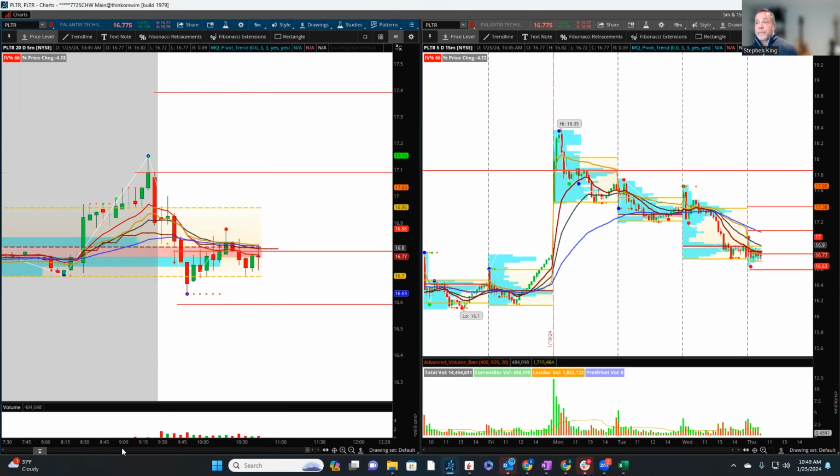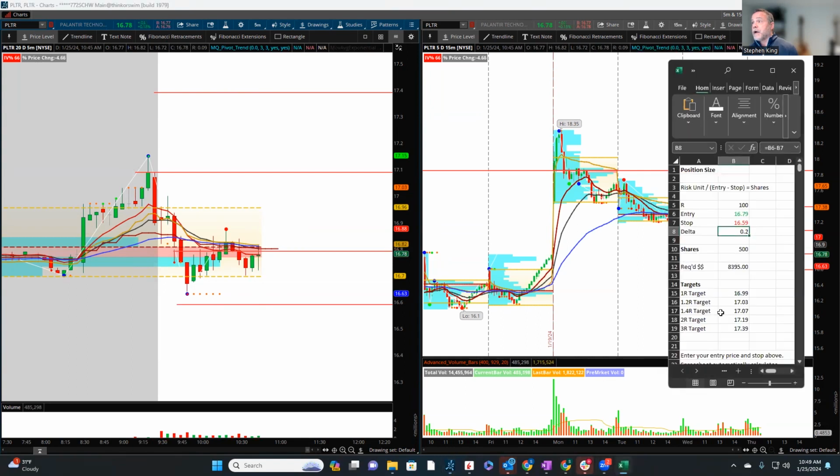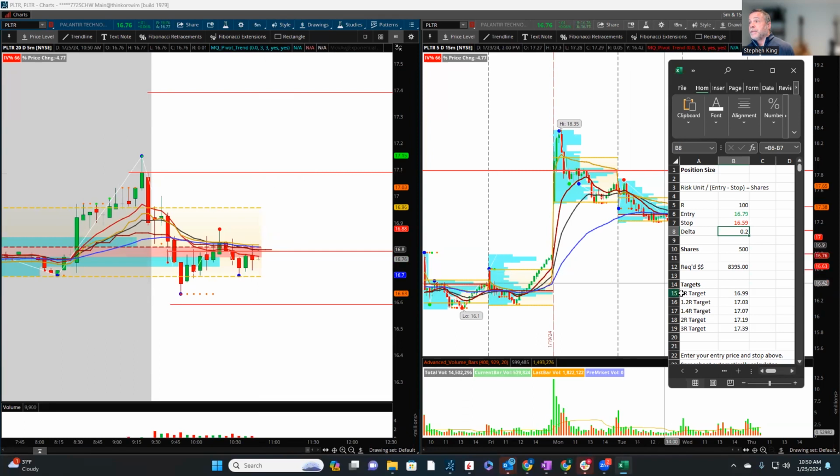If I go back, I would have already looked at this and known that 1.2 is 1703, 1.4 is 1707. So the question is, could I get a minimum of 1.2 to 1.4 R to a realistic target with this trade setup, meaning the entry here and the stop here? And the answer is yes. Just barely qualifies, right? So I'm looking at 1709 as being a target, but I can lower that.